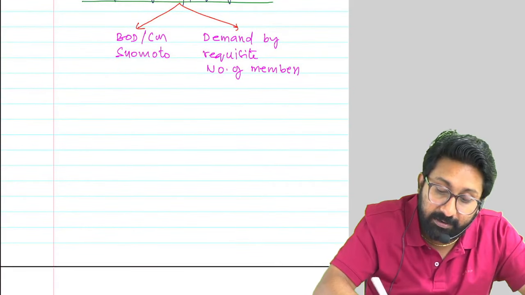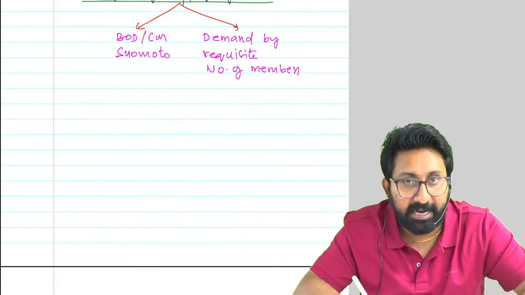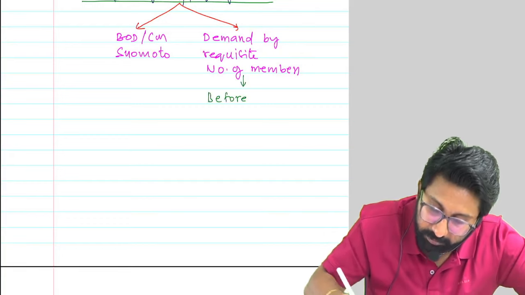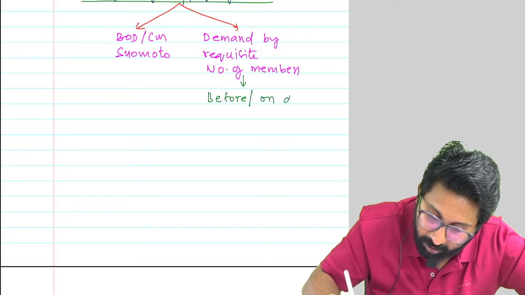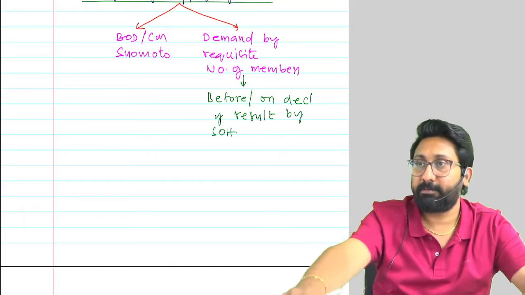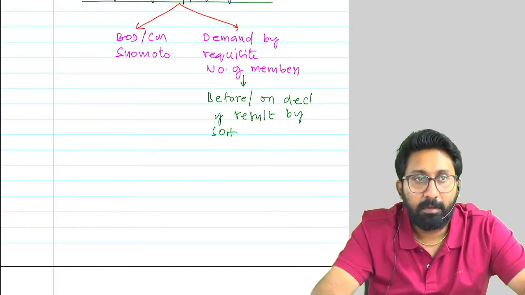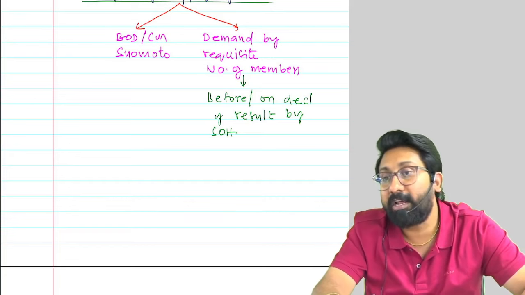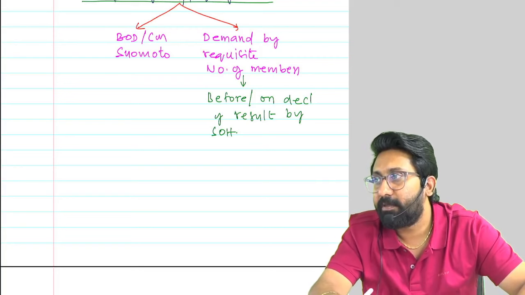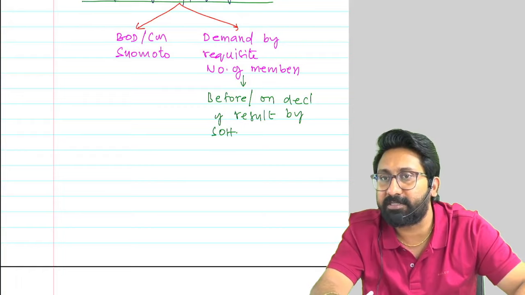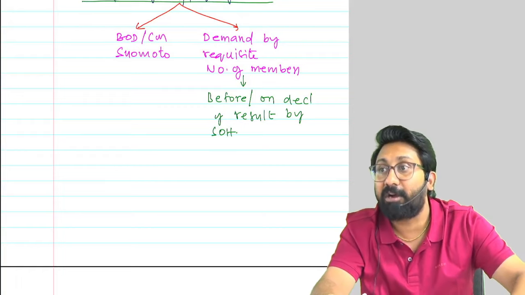Who can demand? Some number of members can demand. When can they demand? Before or on declaration of result by show of hands. Who declared the result by show of hands? The chairman. Is it final, a conclusive evidence or not? Not a conclusive evidence, because it is not noted in the minutes.